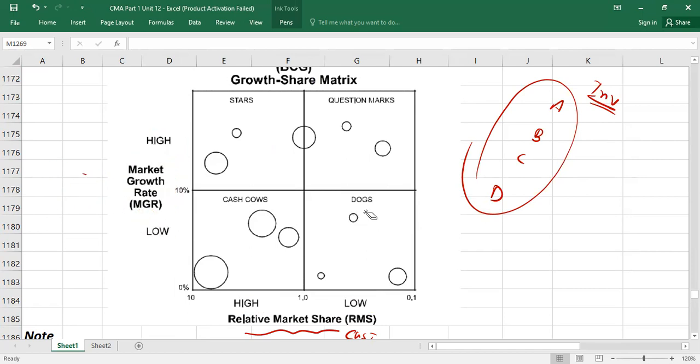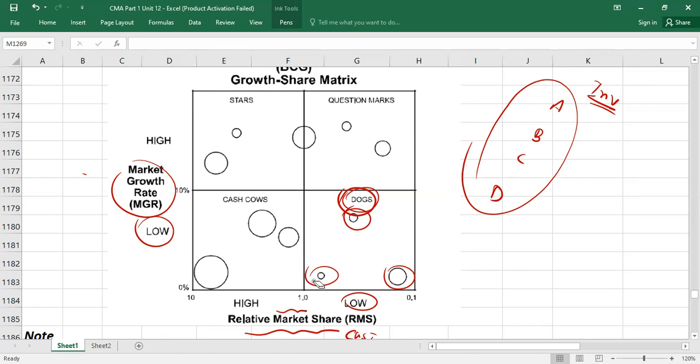Starting from here, dogs. Which companies or investments are called dogs? Dogs mean where relative market share is low, meaning you have a smaller customer base, and market growth rate is also low, like you don't have potential to grow. Both are low. You cannot grow and you have fewer customers. If you have any investment like that, those investments are classified as dogs. They will fall under this quadrant. And these circles represent the sales, sales value or sales volume. Obviously, if those are dogs, sales will be less.